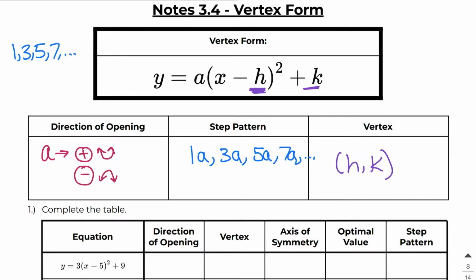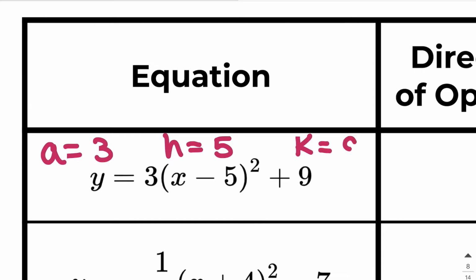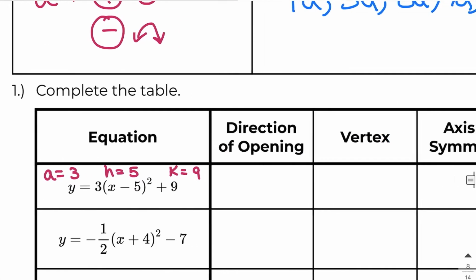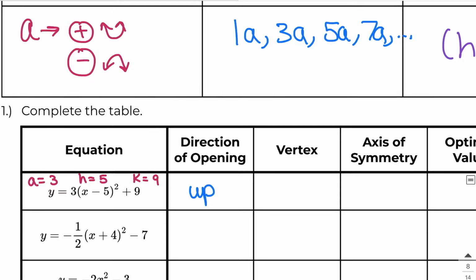So let's apply all of this information into these examples here. In our first example, we are told that this is our equation right here. Just a quick reminder, this means that A is 3, h is 5, and k is 9. Because the A value is positive, it means that our graph is opening up. Because the h value is 5 and the k value is 9, it means our vertex is at (5, 9).